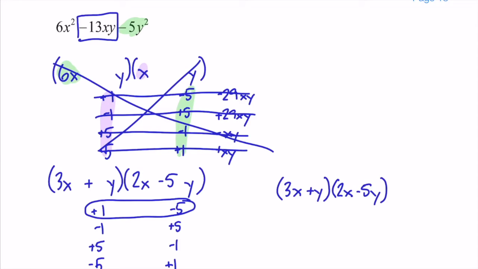And again, you can do a quick check. The 3x and the negative 5y give me negative 15xy, and then the y times the 2x gives me positive 2xy. Well, negative 15xy and positive 2xy give me that desired negative 13xy.